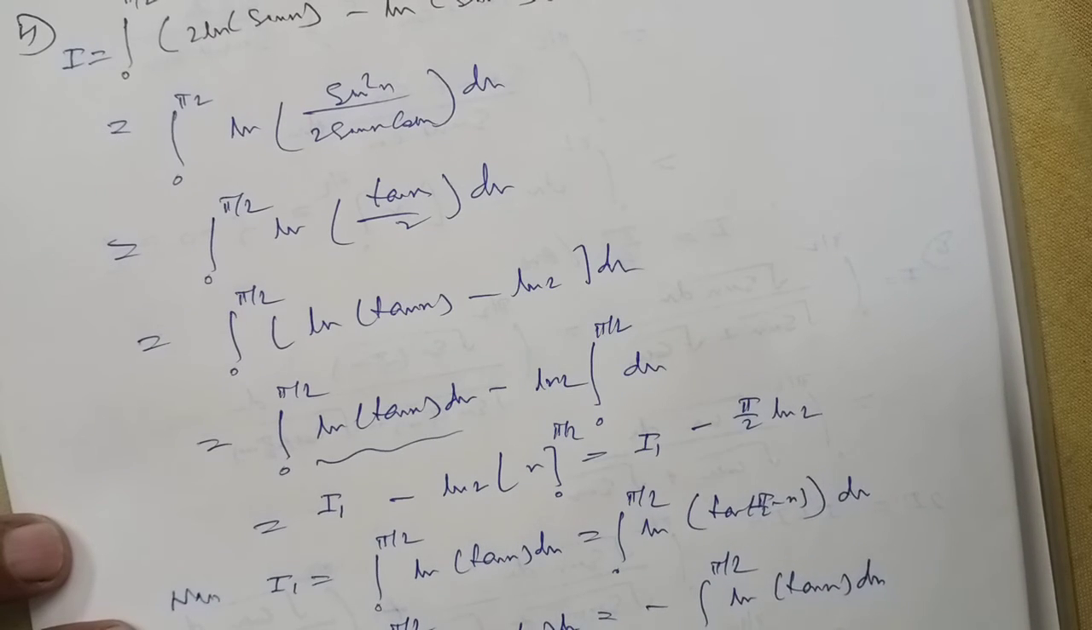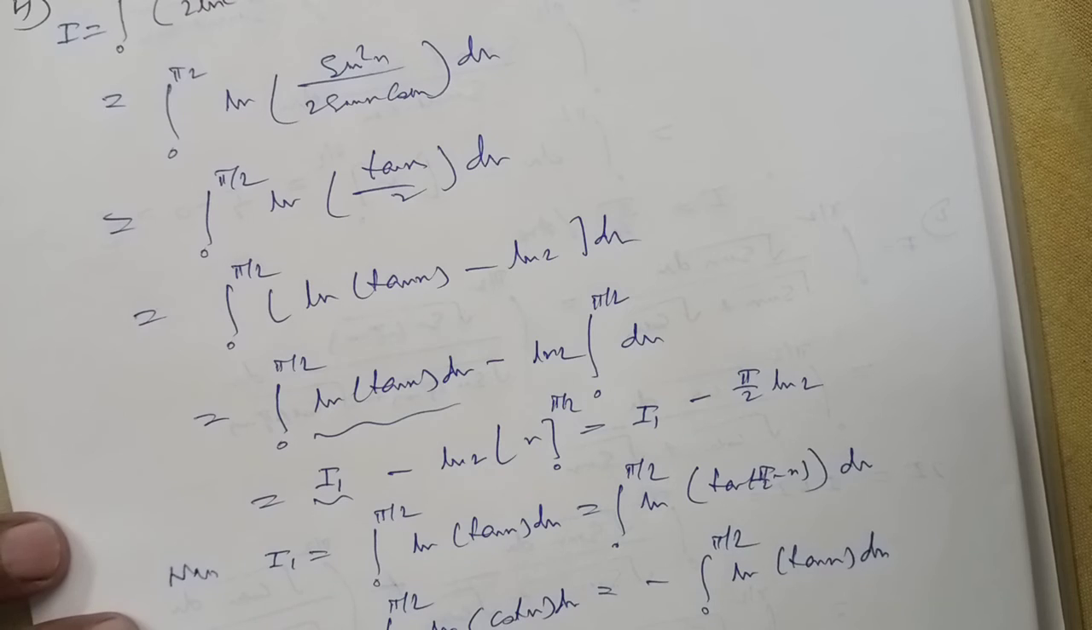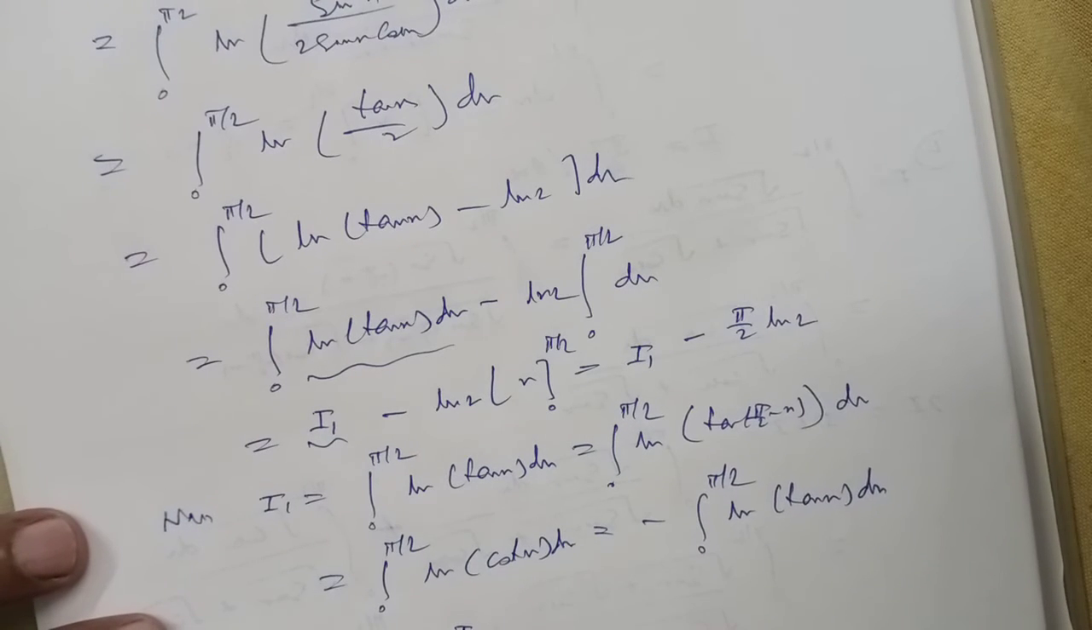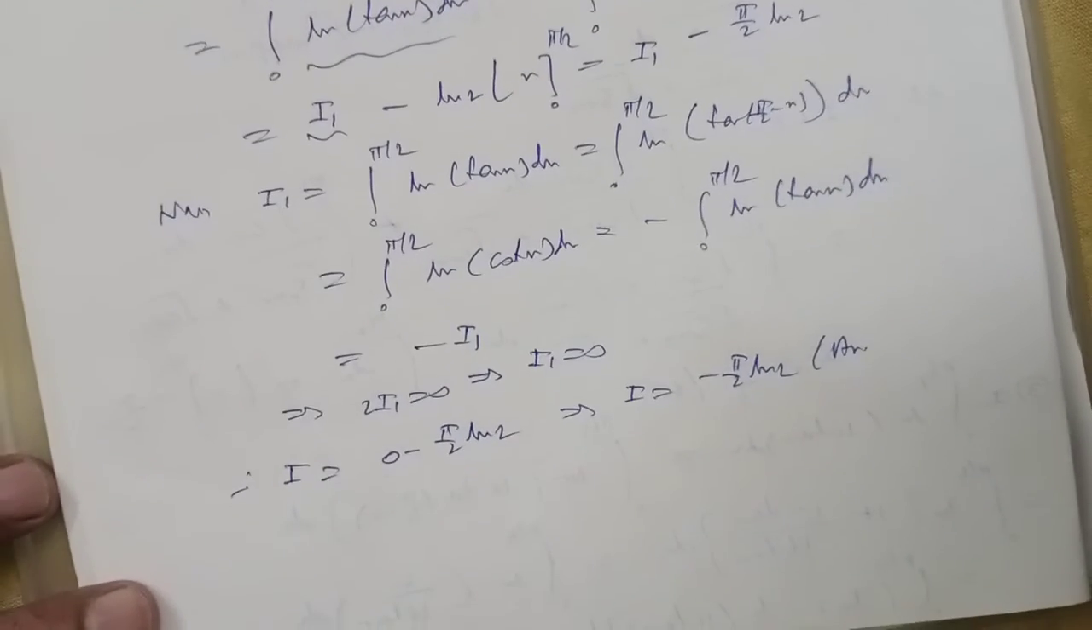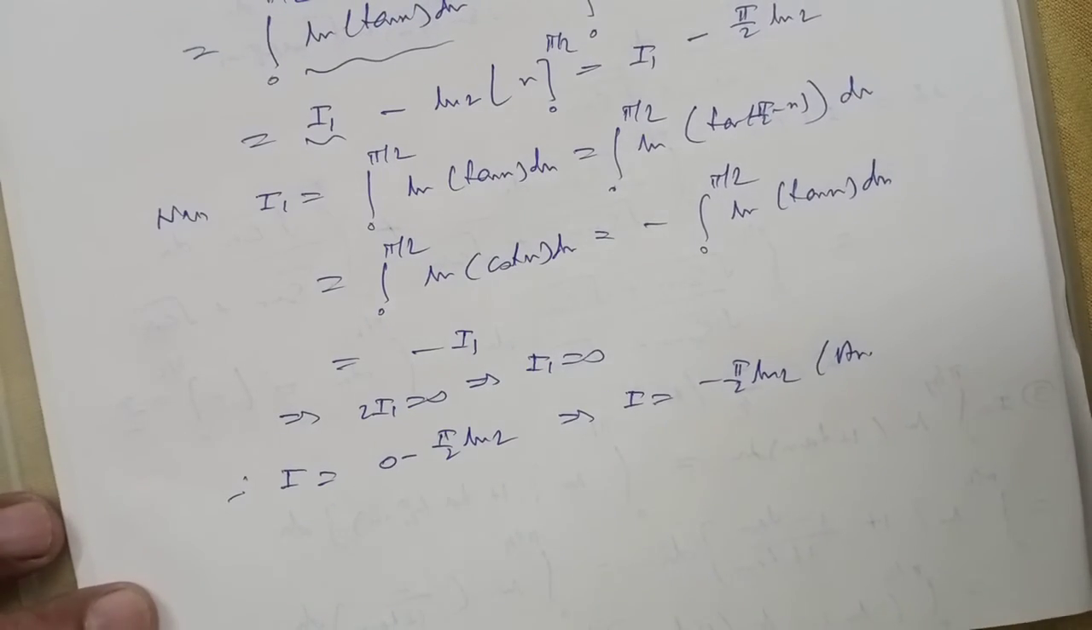So this is minus I1, so I1 equals minus I1, that is 2I1 equals 0, that is I1 equals 0. So you get I equals 0 minus pi by 2 ln 2, that is I equals minus pi by 2 ln 2. This is your answer. Okay.